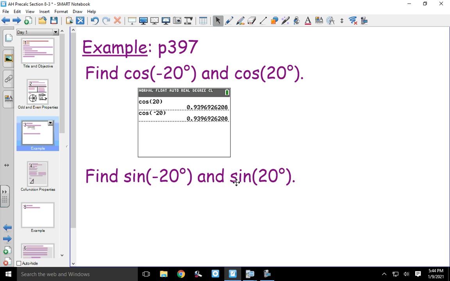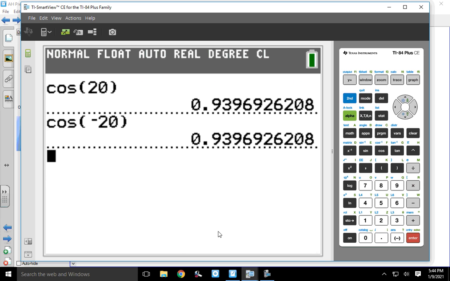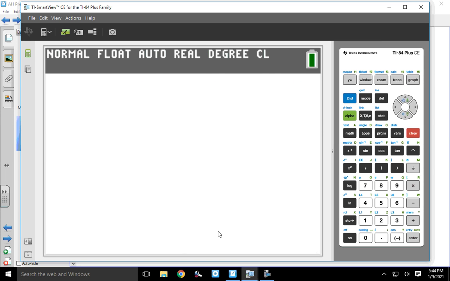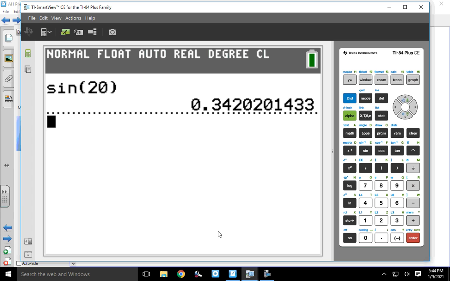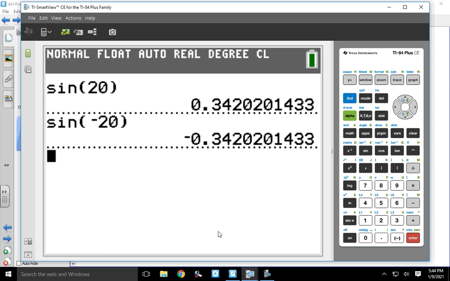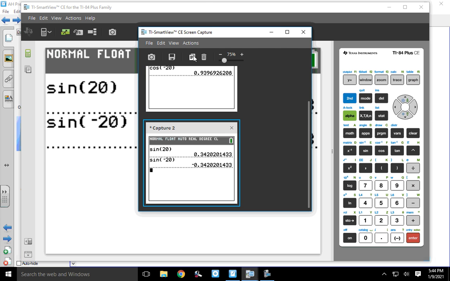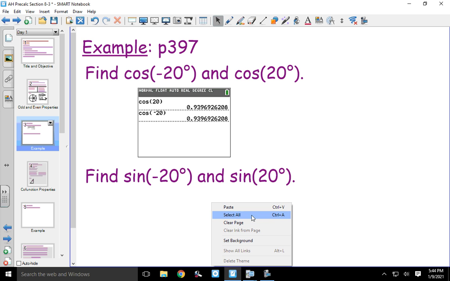Let's try that out with sine and see what happens. So let's take the sine of 20 degrees. And now, again, if sine is, in fact, an odd function, then I'm going to expect that I get the opposite answer here when I take the sine of negative 20. And there we go. We got the exact same value, just they're opposite of each other. And we'll paste that.